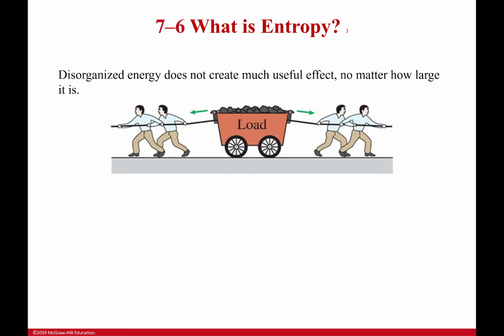Last little thing to think about here is that entropy is a dissipation of useful work. Now, conservation of energy says that energy is still there, but it's just like these people right here. They're both pulling in opposite directions. Because they're pulling in opposite directions, they can't do any work.